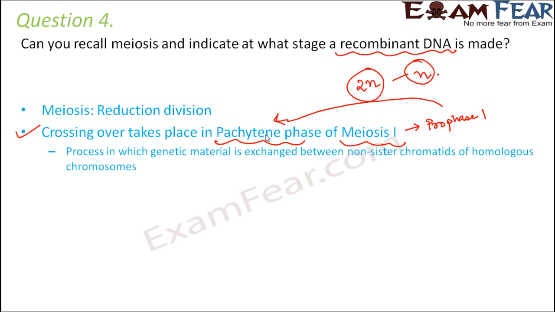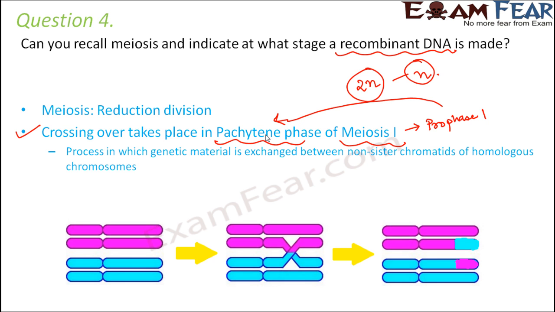What happens in crossing over? The process where genetic material is exchanged between the non-sister chromatids of homologous chromosomes. Now, this is how homologous chromosomes look like. This chromosome and this chromosome. So, these two are homologous chromosomes, because both of them will have similar genes on their corresponding locus. So, these are homologous chromosomes.